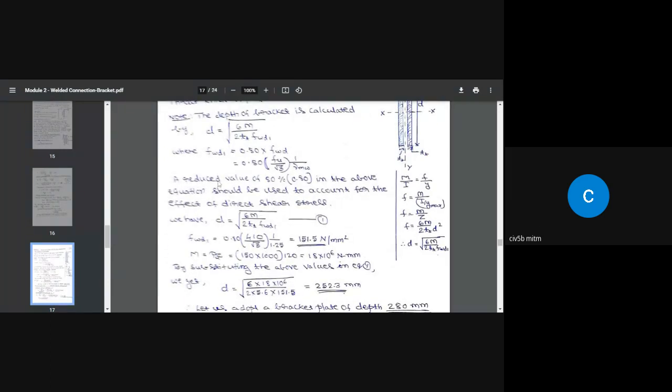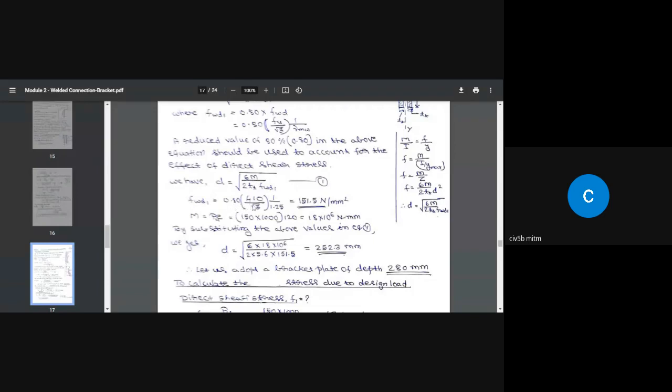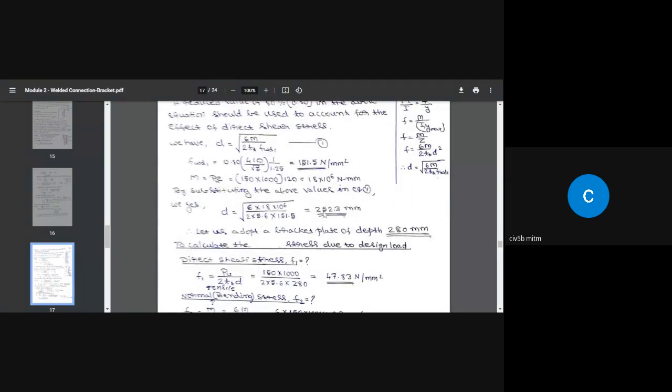See here, a reduced value of 80% in the above equation should be used to account for the effect of direct shear stress, that is the F1 value. So here, if you look, the FWD1 value is 151.5. Substitute all the values in this equation. We get the value of D equal to 252.3 millimeter. Therefore, let us adopt a bracket plate of depth 280 millimeter. Is it clear to you?